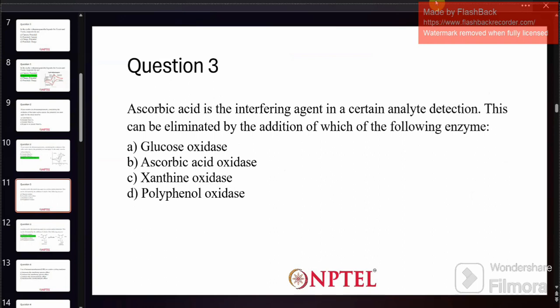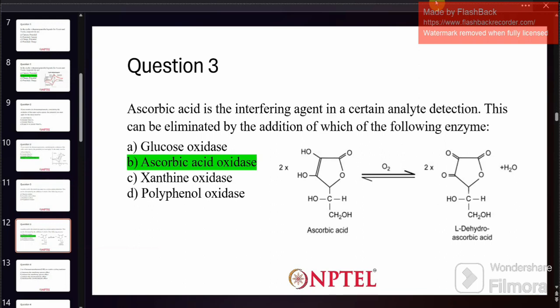In the next question, in a certain analyte detection, ascorbic acid is acting as an interfering agent. So we are eliminating it by converting it into 2-dehydroascorbic acid. What will be the enzyme used for this reaction? Enzyme related questions are the simplest. If you want to identify any enzyme, for glucose, the enzyme is glucose oxidase. For ascorbic acid, the enzyme is ascorbic acid oxidase. These are very simple questions. You will be easily able to attempt them in the exam also. Just basic logic.